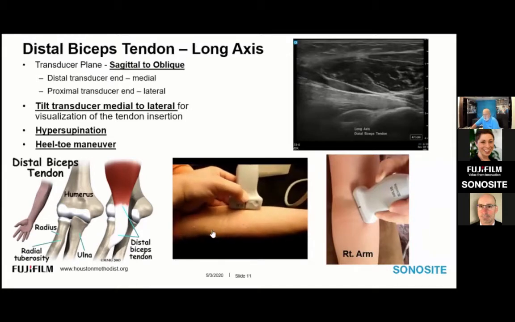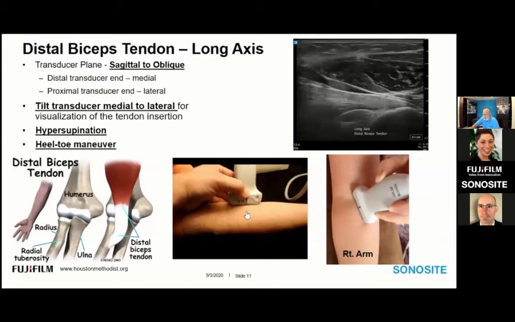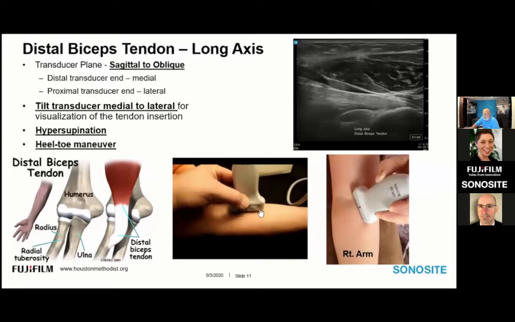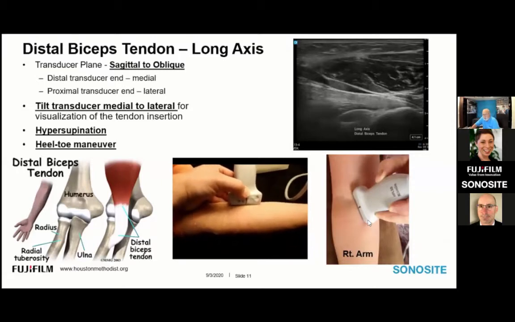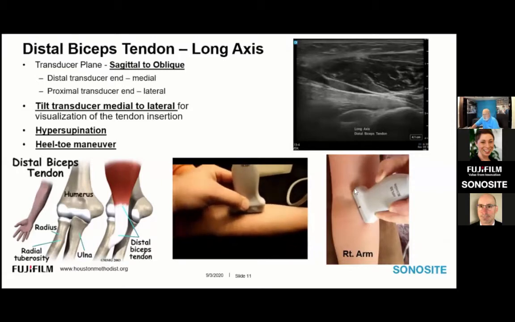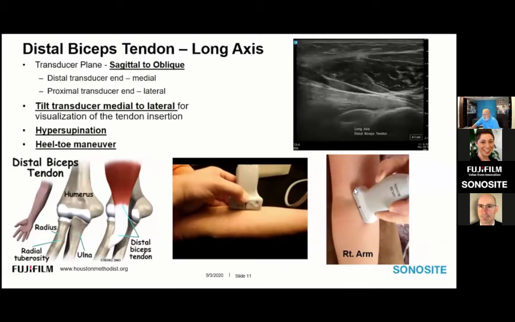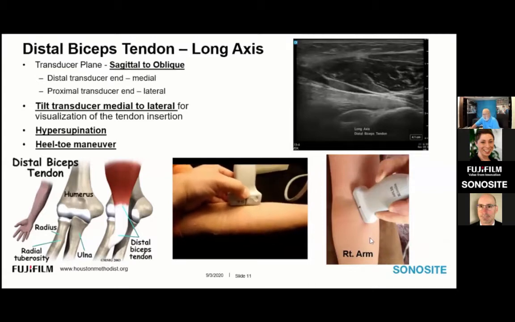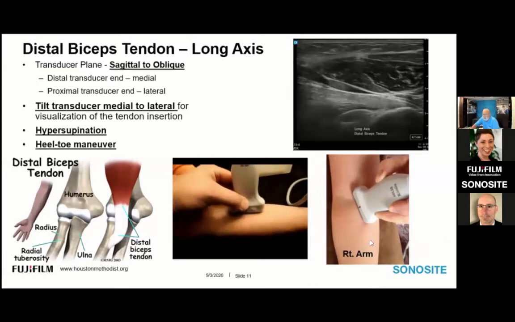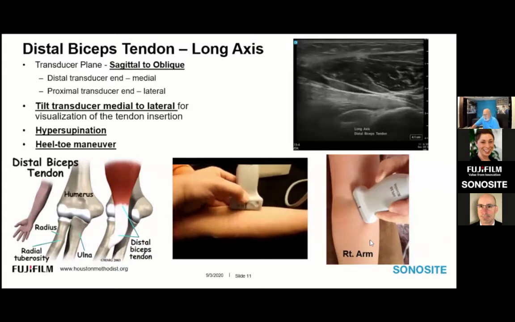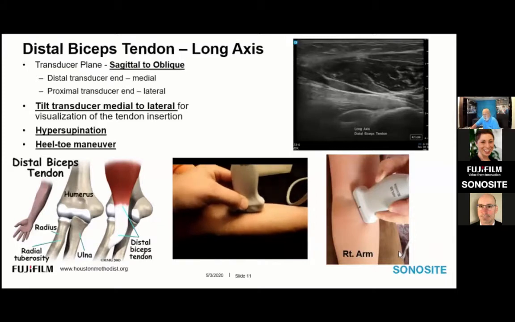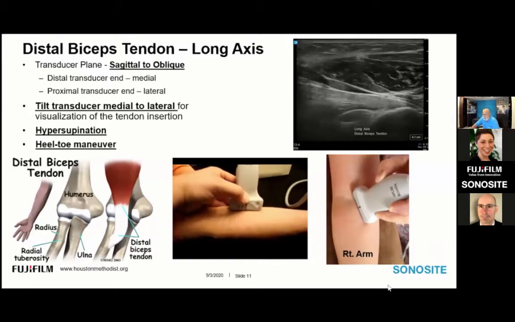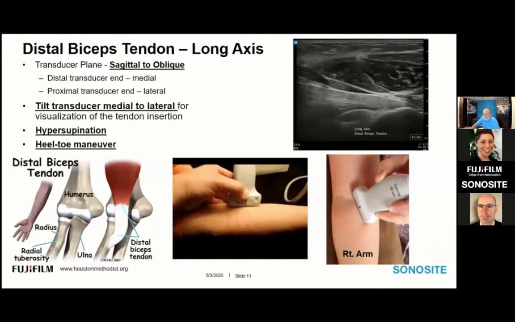from sagittal to oblique. The distal end of the transducer is more medial, while the proximal end of the transducer is more lateral. With that scan plane obliquity, tilting the probe now from medial back to lateral and applying a heel-toe probe maneuver will result in excellent visualization.